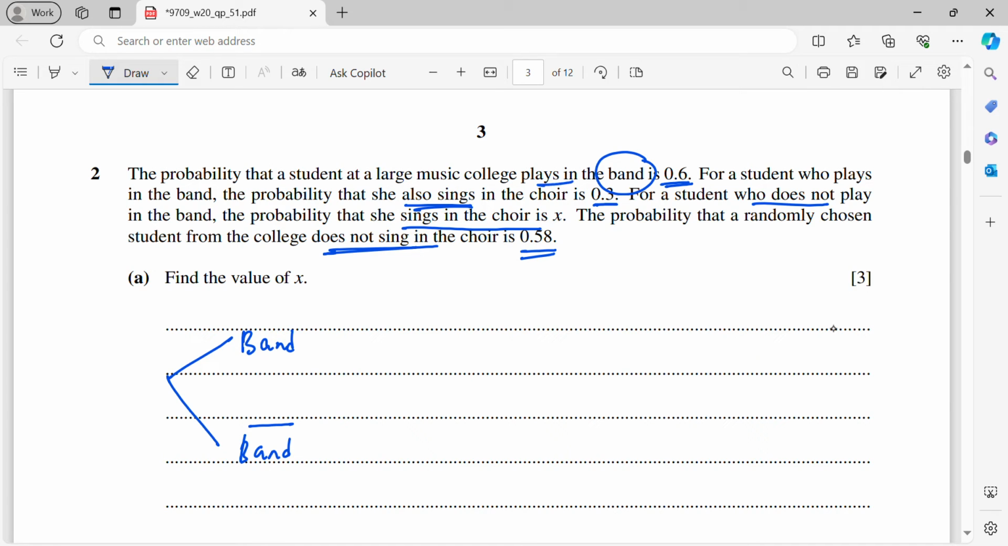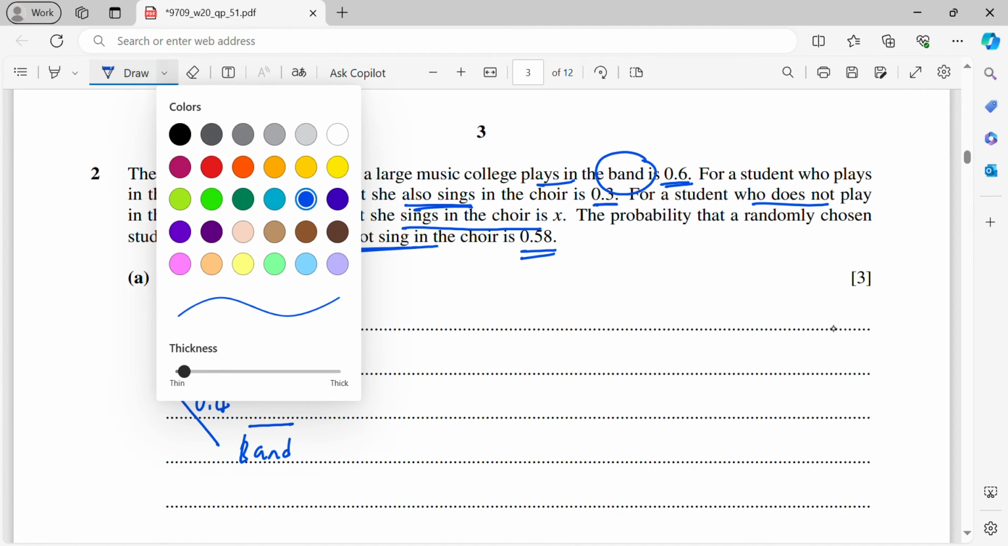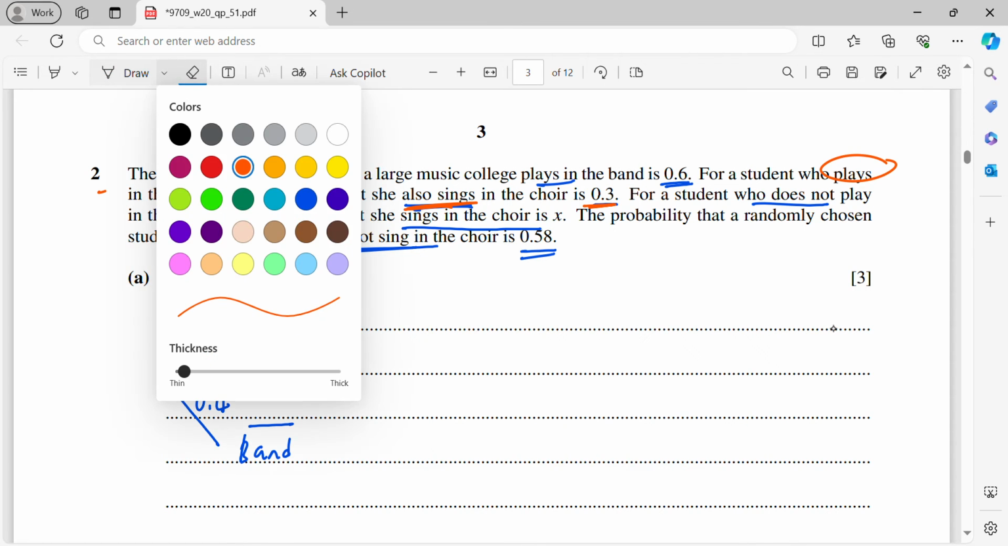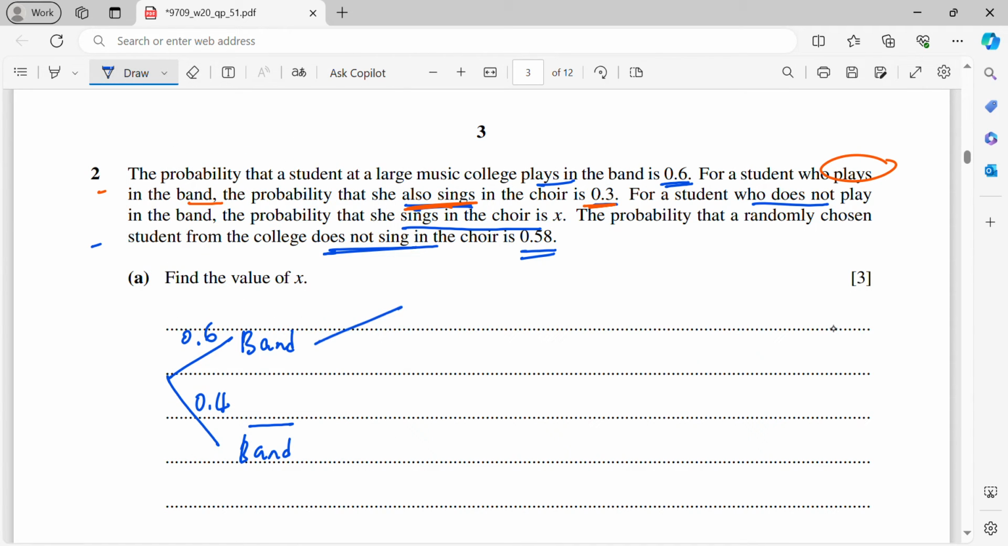Okay, plays in the band is 0.6. That means does not play is 0.4. So the total probability is 1. Then now, for those who play in the band, the probability that she sings is 0.3. So I will just write here, sing. This is 0.3. And then here, not sing, or does not sing.